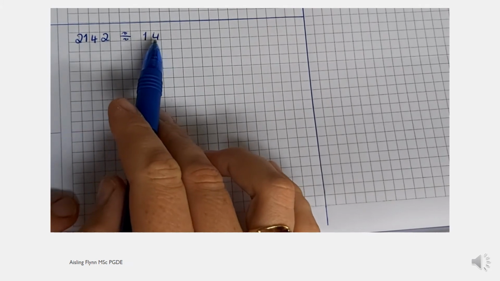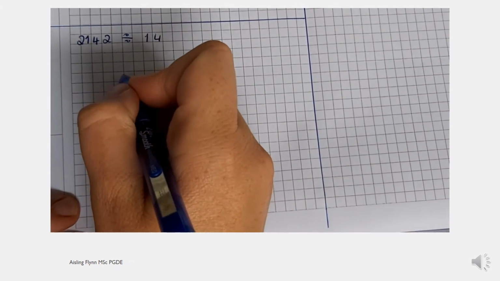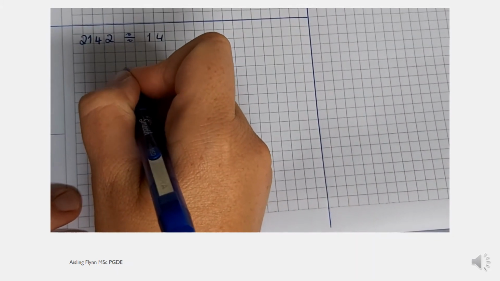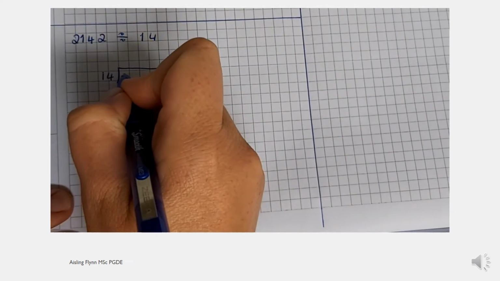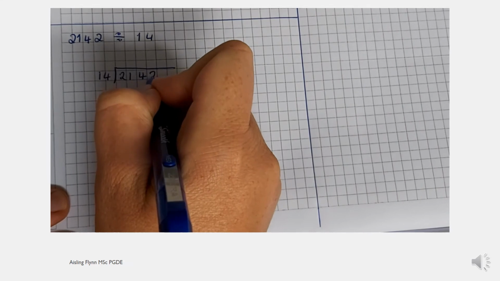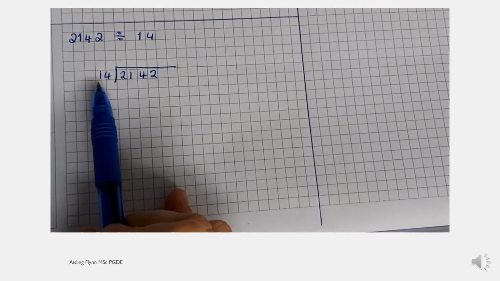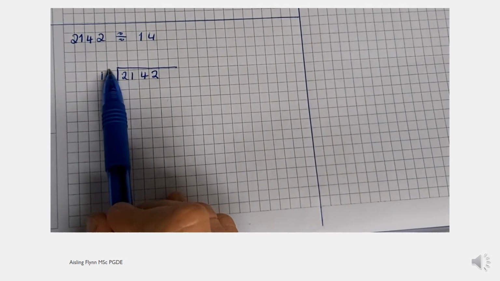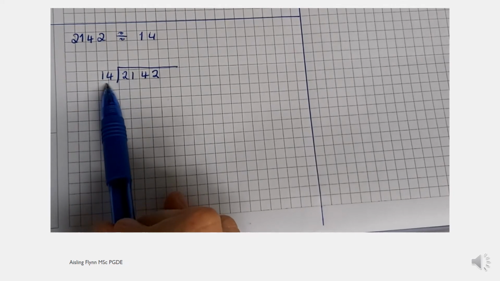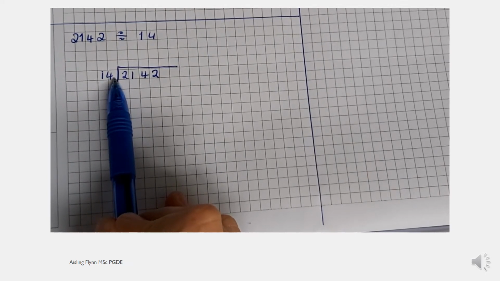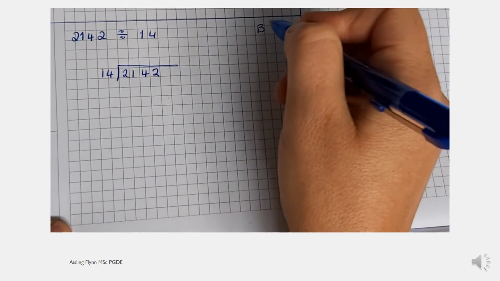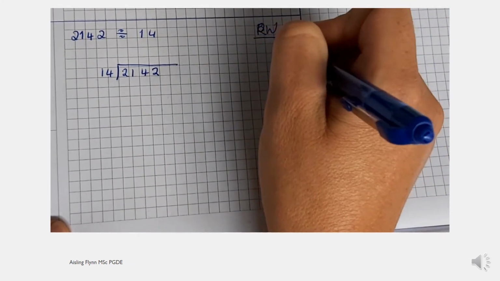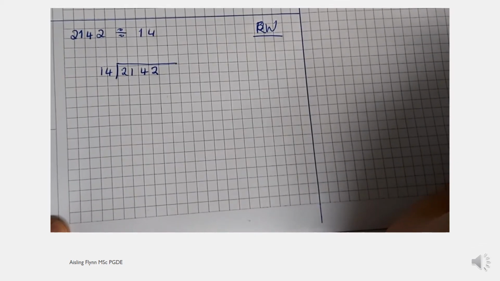2,142 divided by 14. So we're going to set it out similar to the previous one. 14 into 2,142. Okay, so this time we have a larger number. The numbers don't come quite so easily to us. Okay, we may need some space for rough work. So rough work. All right, rough work is always good in maths.